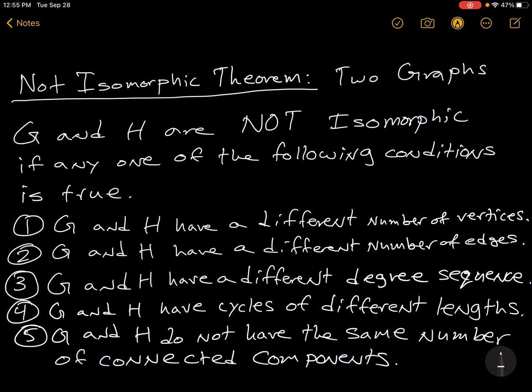Now, one misconception that students often make is they think, well, if each of these are false, then they must be isomorphic, and that's not true. It's possible to create two graphs that have the same number of vertices, the same number of edges, the same degree sequence, cycles of all the same lengths, and the same number of connected components that are not isomorphic. Okay, so these are just five conditions that we're going to use in this class to tell if two graphs are not isomorphic, and that's it.